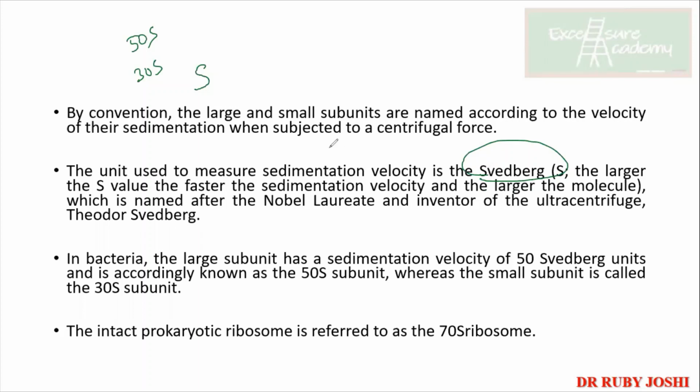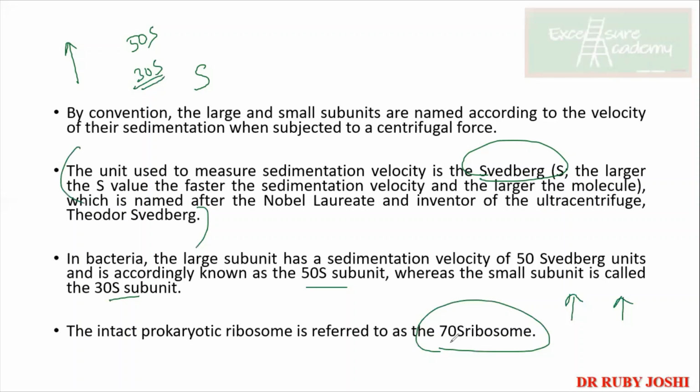So S means अगर जितना ज्यादा आपका value है, okay, it means the faster the sedimentation velocity, उतना ज्यादा आपका उसका weight होगा. Okay, larger the molecule उतना weight होगा, इसलिए उसका sedimentation velocity ज्यादा होगा as compared to the smaller subunit. Okay, this point is very important. So higher the sedimentation velocity, larger the molecule is. Okay. So in case of bacteria, we know it is 50S subunit and 30S subunit. Together it is 70S ribosome.